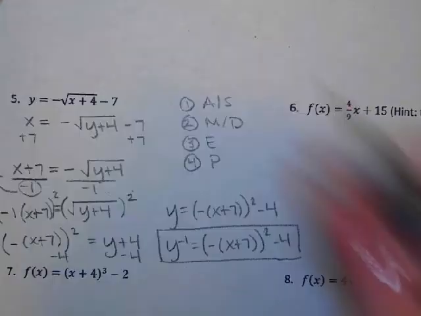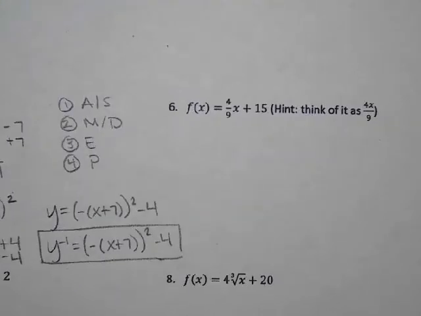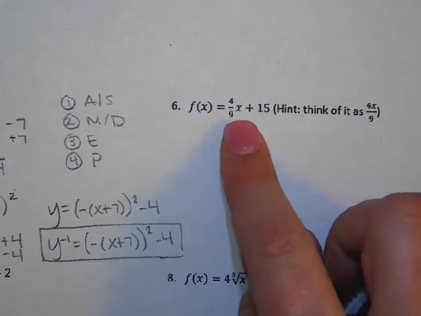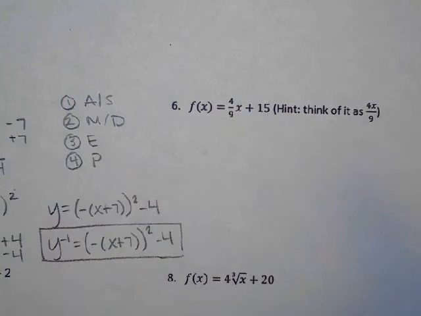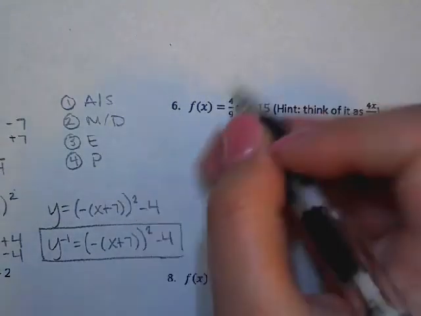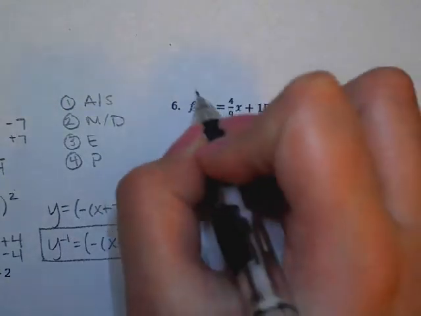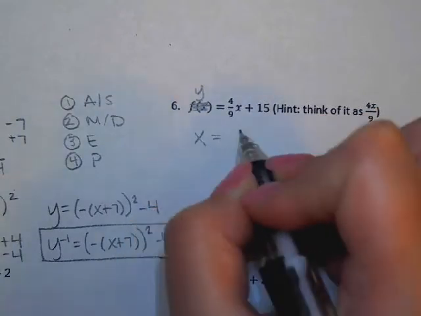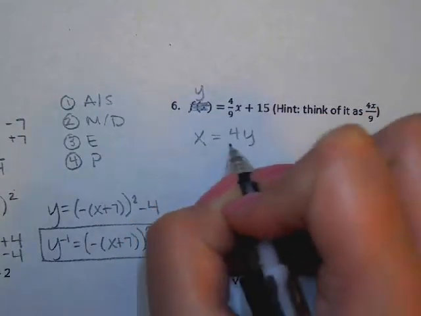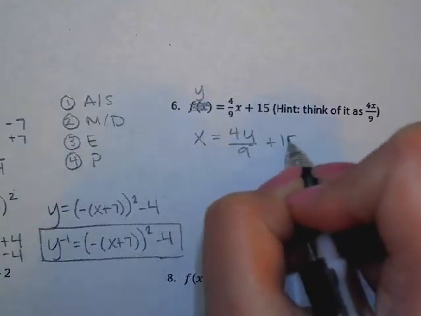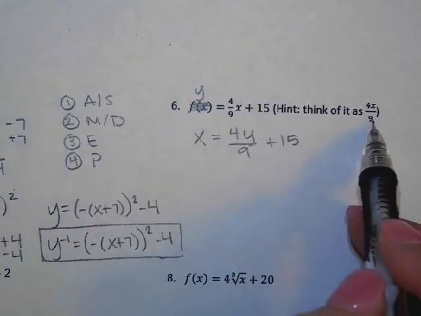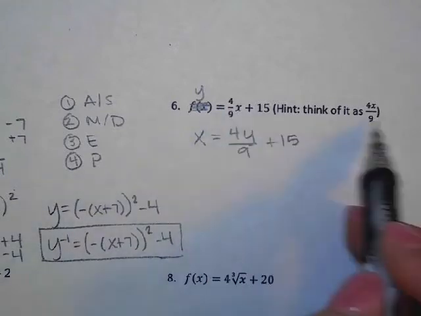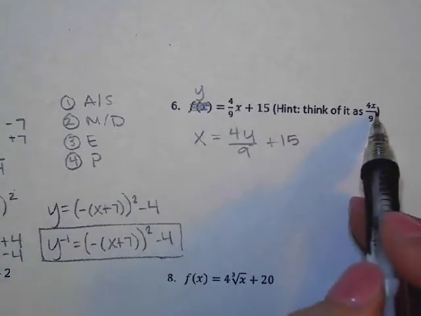All right, let's do number 6. They said 4/9 x plus 15. There's a hint: think of it as 4x over 9. I'm going to think of this as a y to start with. So I'll go ahead and trade my x and my y. I took the advice, the little hint here, and instead of thinking of it the other way, I thought of it like this when I traded my x and my y.